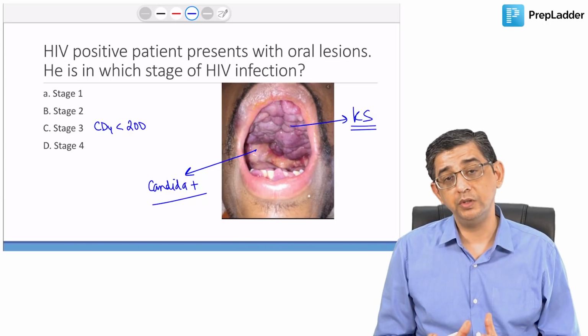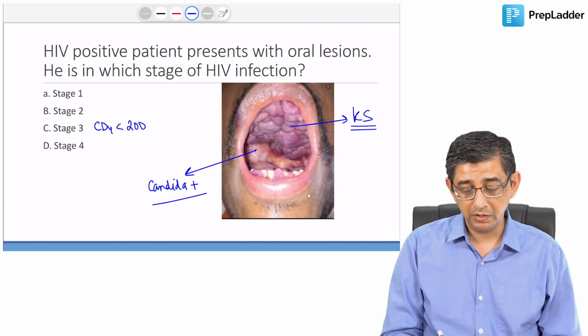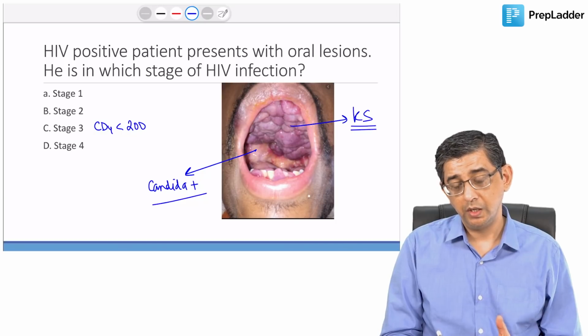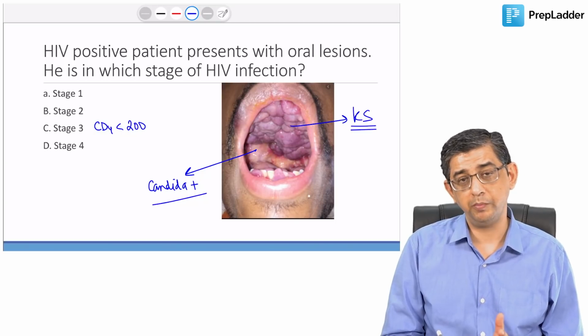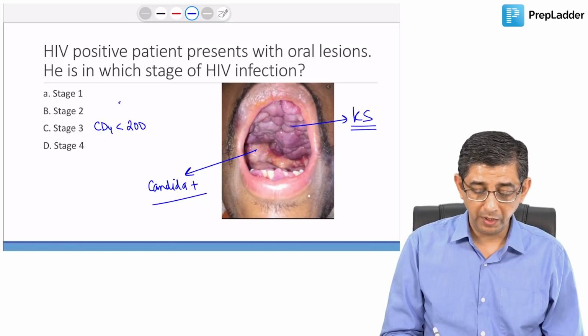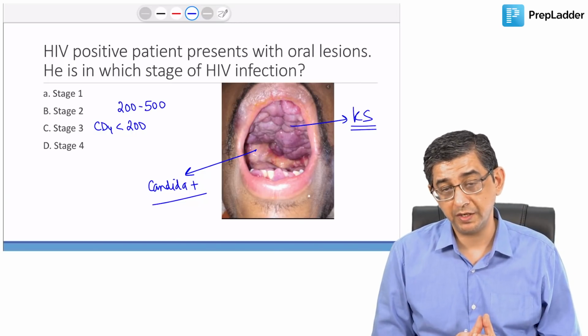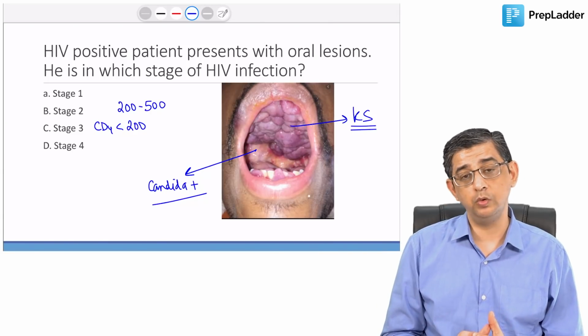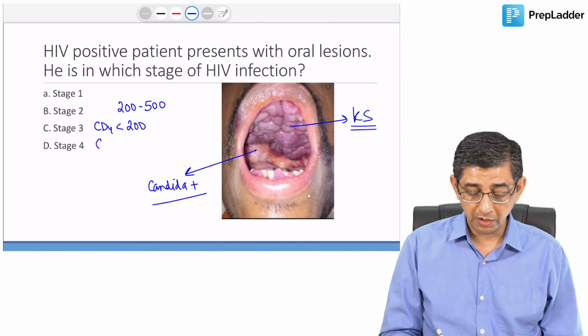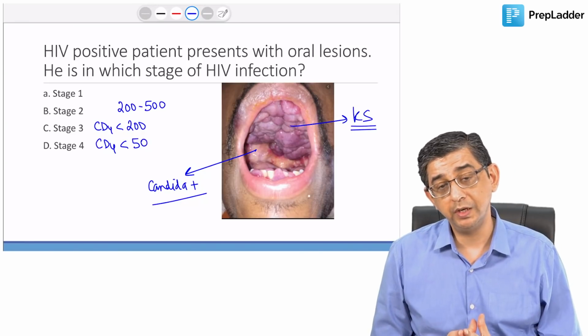You see, when you talk about the stages, in stage 1, obviously the CD4 count will be usually normal. In stage 2, it will be something in the range of approximately 200 to 500. But as the CD4 counts start to fall, that is when opportunistic infections and lesions like Kaposi sarcoma can occur in a patient. Stage 4 is where full-blown AIDS will occur, and that is when the CD4 count might become even less than 50.